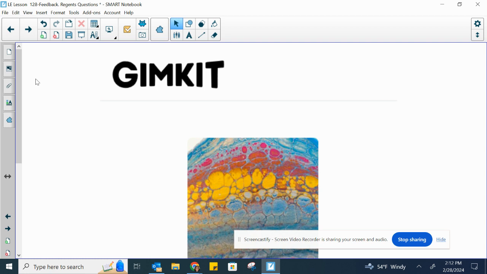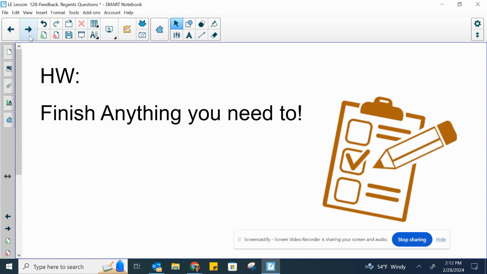The GIM kit is something to do if you have time. Fox book and Castle Learning are must-dos, so use your time wisely. Anything that you don't finish should be done for homework.